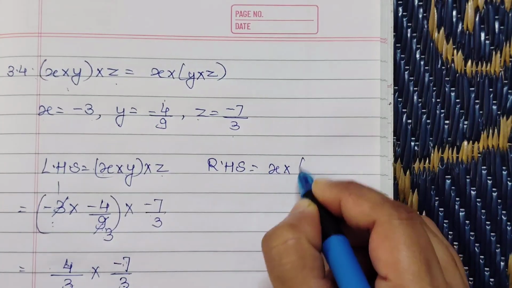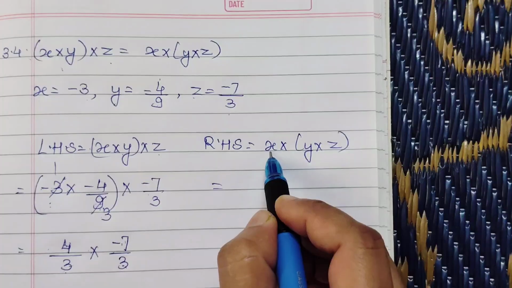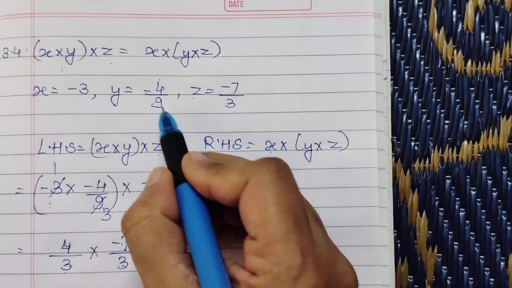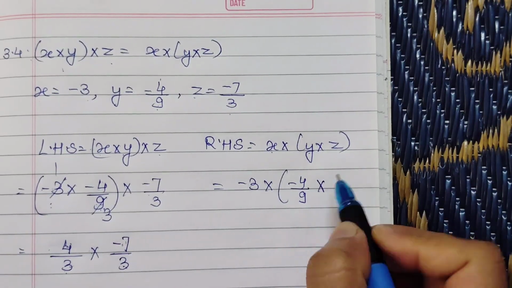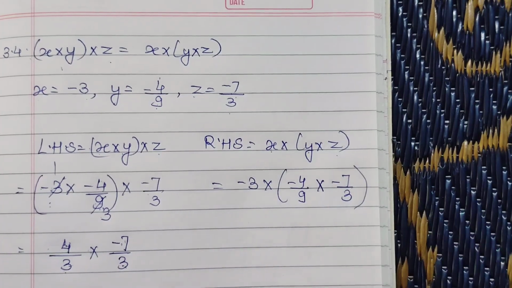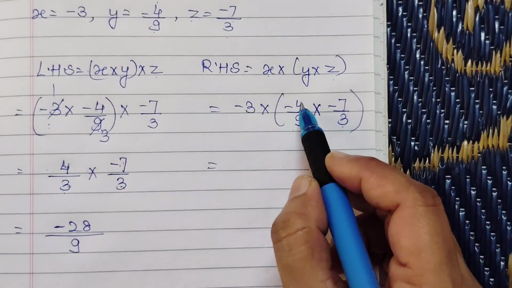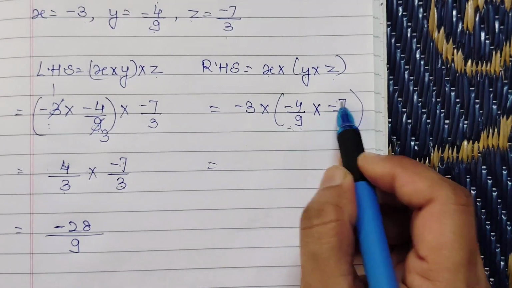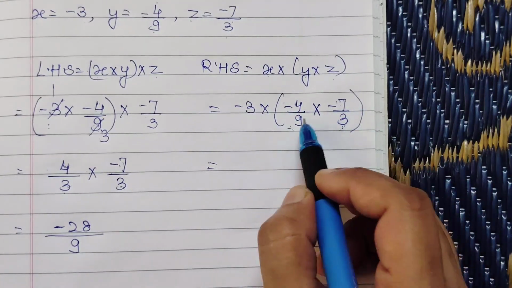x multiply by y into z. So what are the values? Now we are going to put x is minus 3, multiply by what is the value of y? Minus 4 upon 9, multiply by value of z is minus 7 upon 3. So next we'll see is anything getting reduced. 4 and 9 we cannot divide, 7 and 3 we cannot divide, even 7 and 9 we cannot divide in the cross, and 4 and 3 also we cannot divide. So now we will directly multiply.